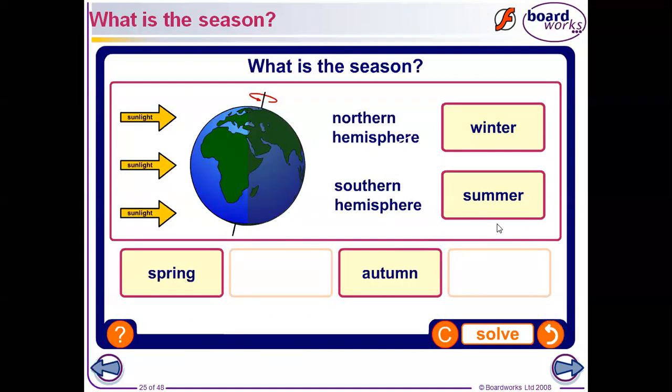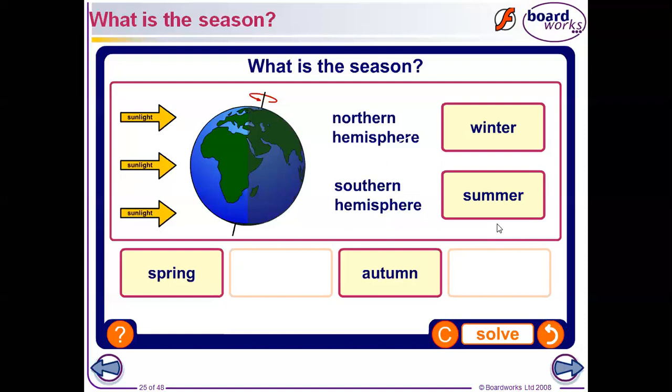Remember the seasons, how it follows. After winter, we have what? Spring. After spring, we have summer. After summer, we have autumn. The cycle continues, right? Okay.